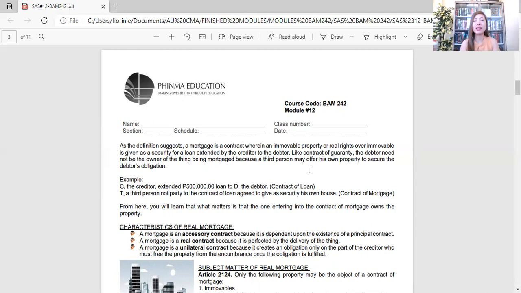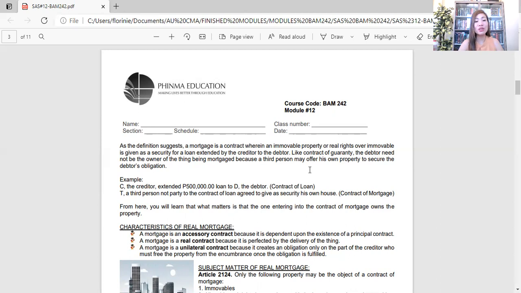So I hope naintindihan niyo yan. Pero here is an example. So C, the creditor, extended 500,000 loan to D, the debtor. So this is a contract of loan. T, a third person, not party to the contract of loan, agreed to give as security his own house. There goes contract of mortgage.